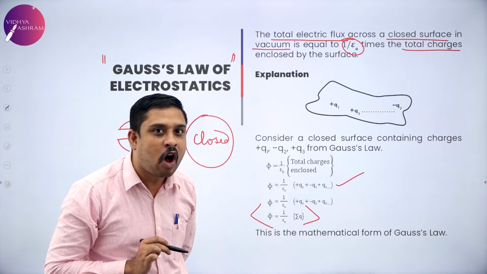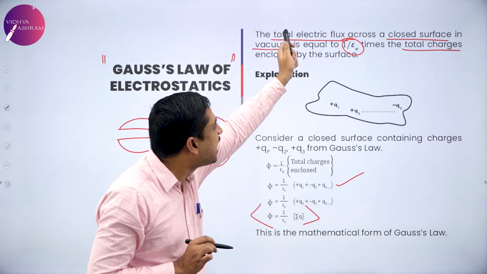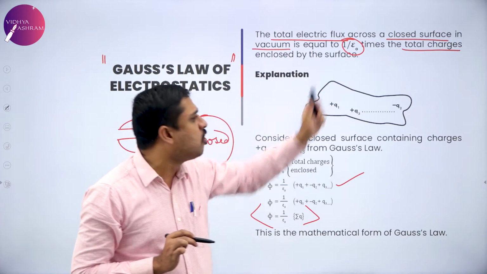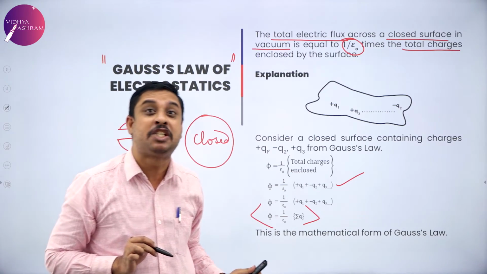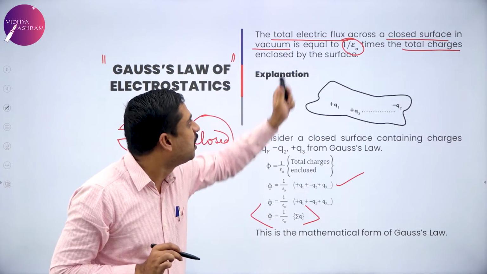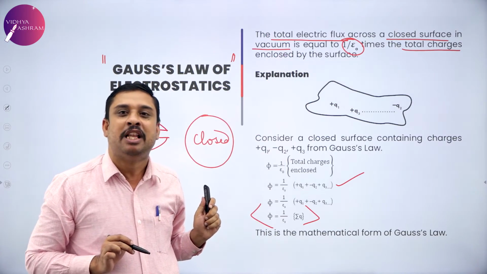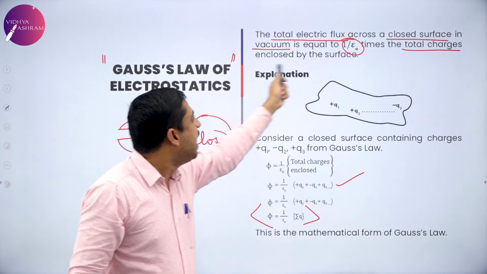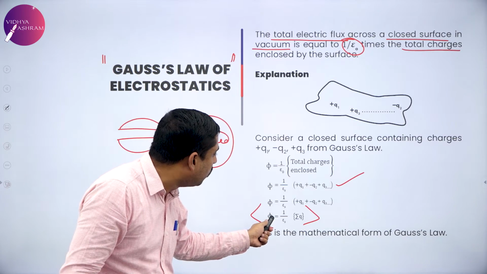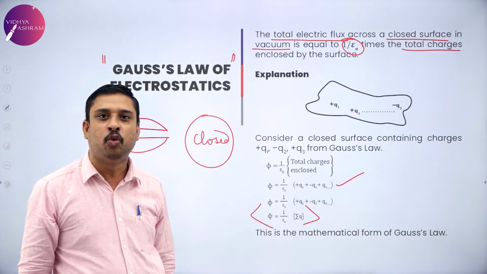So what is Gauss law? It says total electric flux across any closed surface, in which medium? Vacuum, is equal to what? 1 by epsilon naught times the total charges enclosed by the surface. So mathematically, phi equals 1 by epsilon naught times summation Q.